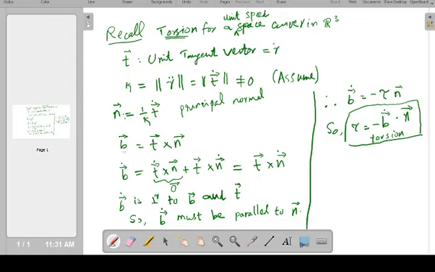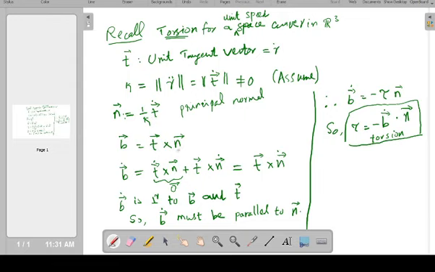Now b is a unit vector. Why? Because both t and n are unit vectors. Why is n a unit vector? Because n is equal to 1 by kappa times t dot, and kappa is the norm of t dot. So this is t dot divided by the norm of t dot, so the norm of n is equal to 1.